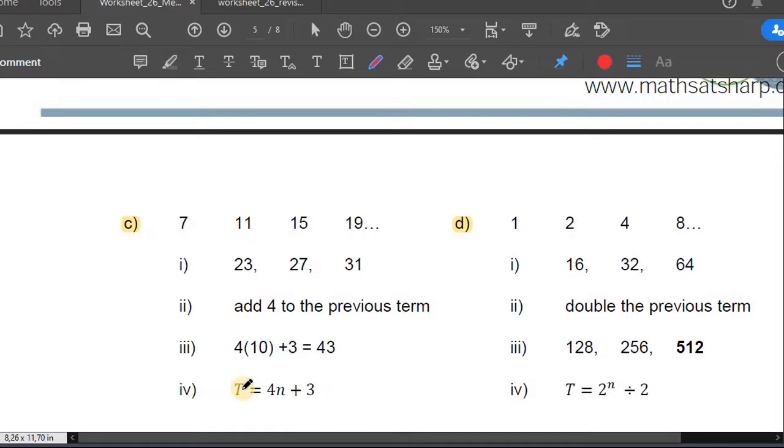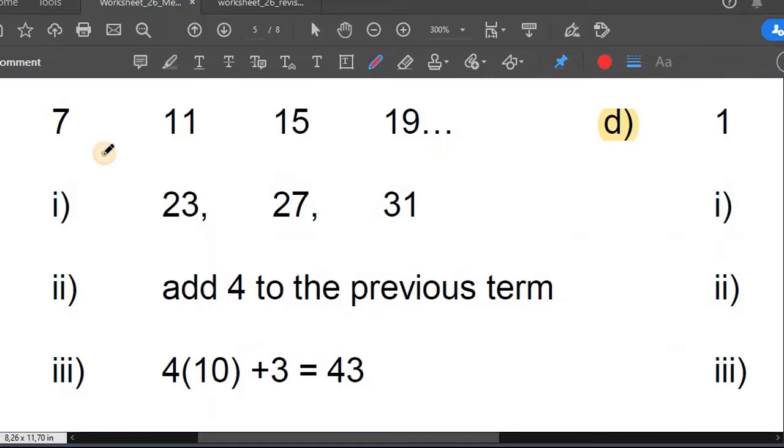Now, between this 7 and 11, I've got a positive 4. Let me try and zoom in. Between 11 and 15, positive 4. 15, 16, 17, 18, 19. Can we see that? We added 4. So we definitely got a difference here. So we talk about constant difference.